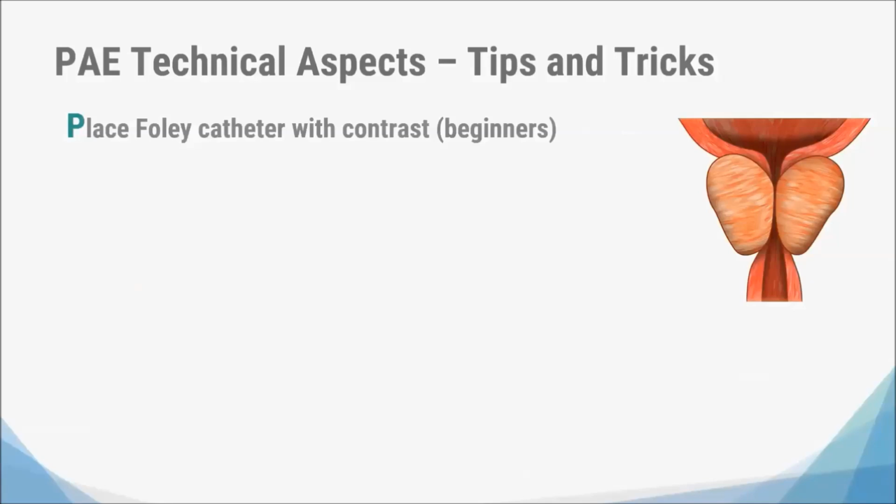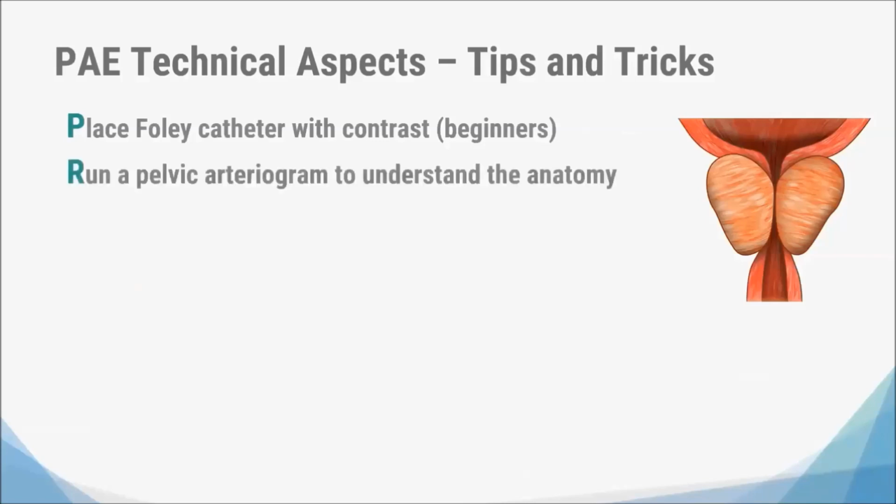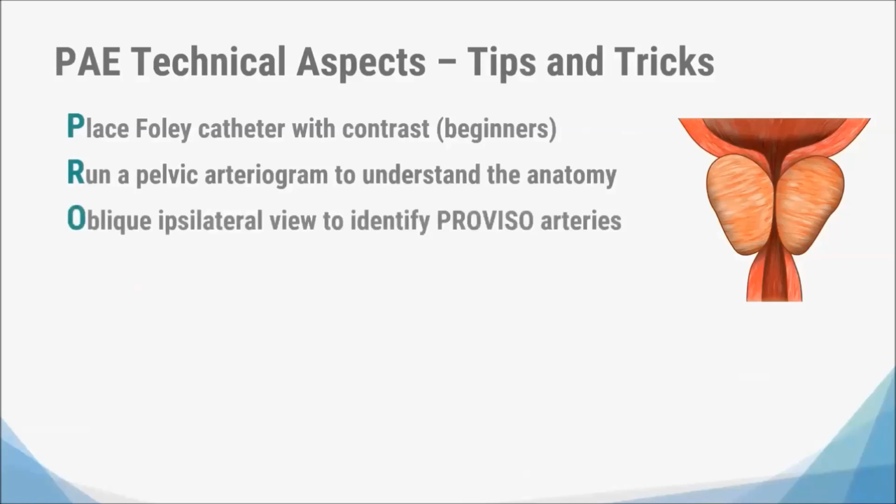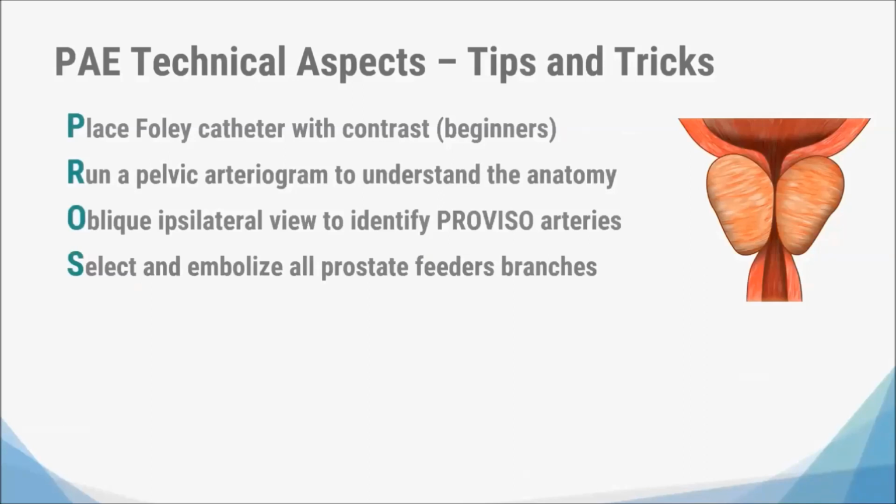The tips and tricks are summarized in the PROSTATE acronym, that is: place the Foley catheter and fill the Foley catheter with contrast medium 10 to 20%, and we recommend that mainly for beginners. Run a pelvic arteriogram to understand the anatomy, use the oblique ipsilateral view to identify the PROVISO arteries and also the prostatic artery. We should select and embolize all prostate feeder branches to avoid recanalization and get better long-term results.